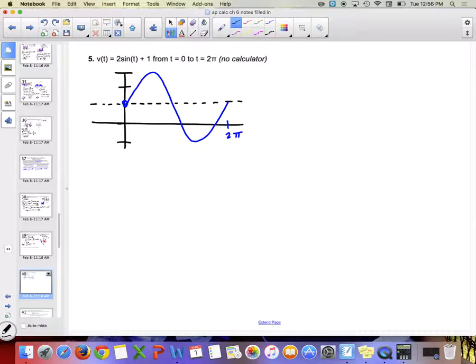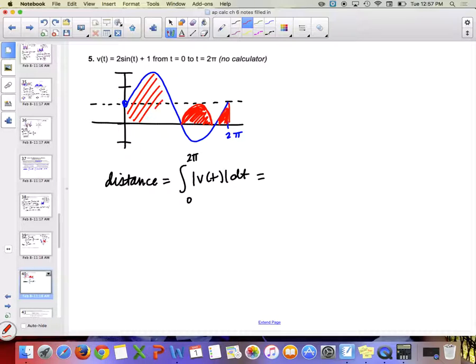So if we're finding the distance, we have to do the integral of the absolute value of v of t dt from 0 to 2 pi. But it's a little bit weird because the absolute value means that we're going to flip this little part. Oops, I think it goes all the way up to that 1, right? We're going to flip it up here. So we're going to have that. We're going to have this little triangular portion that's not really a triangle. And we're going to have this portion. So we're going to have 3 pieces.